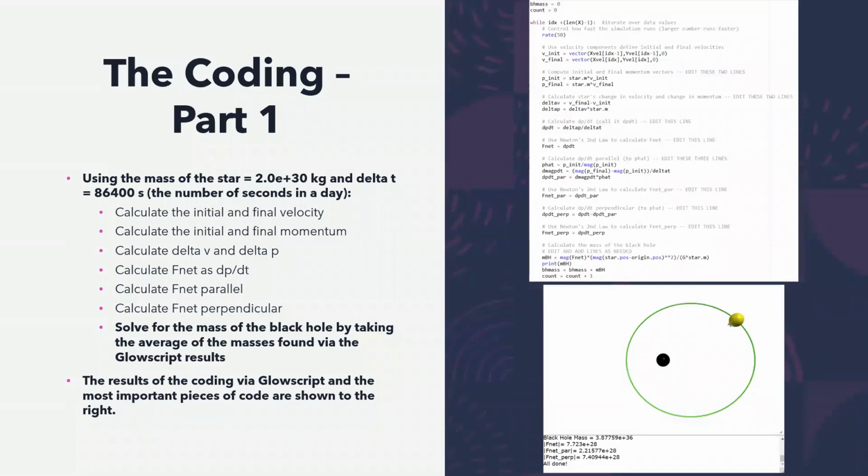So for the first part of the coding, we use the mass of the star and delta t, which is the number of seconds in a day, to calculate the initial and final velocity, the initial and final momentum, delta V, delta P, F net as dP over dt, F net parallel and F net perpendicular, and finally solve for the black hole mass by taking the average of the masses found via the GlowScript results. As you can see on the right, the main parts of the GlowScript results, as well as the diagram at the end, are shown.